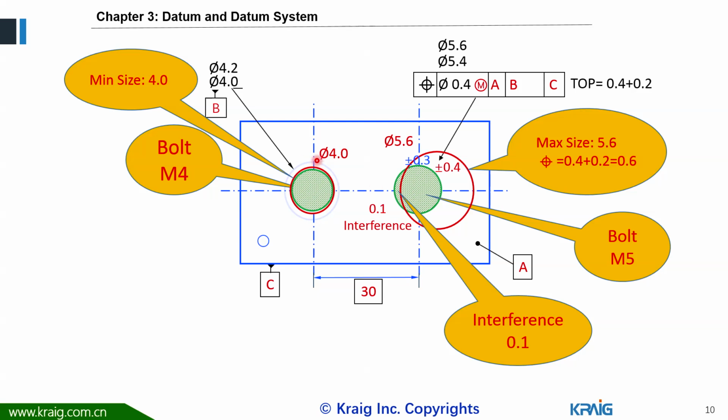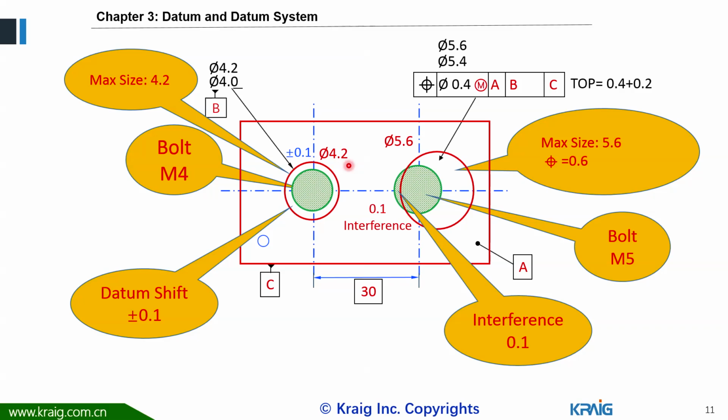Currently the diameter of this datum B is 4.0. It cannot provide any help. So in order to ask datum B to give help, we need to make this diameter a little bit bigger. So let's make it bigger, 4.2. And once the hole size becomes bigger, then there's a little bit of gap between the M4 and 4.2. If there's a gap, then we can think maybe we can move the part a little bit.